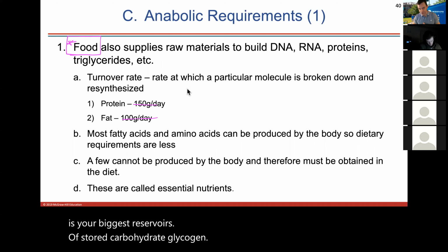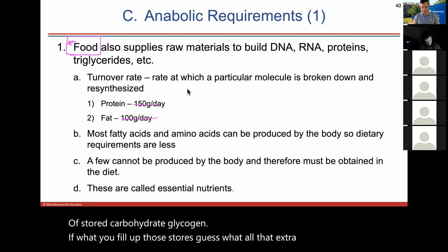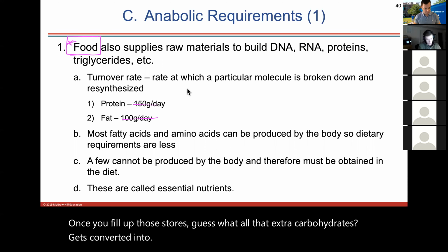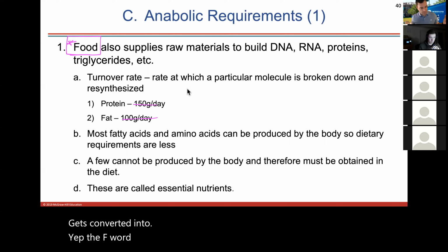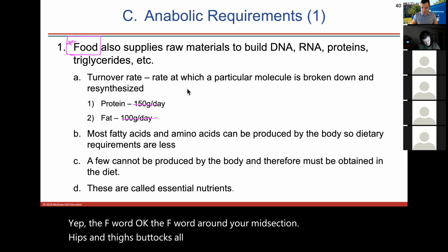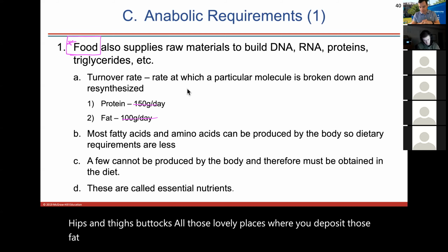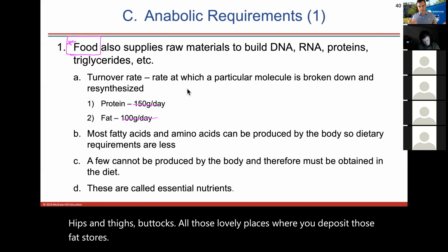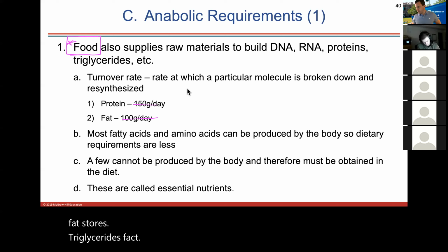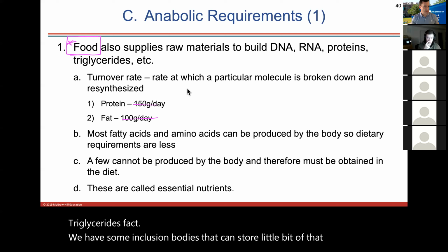Once you fill up those stores, guess what all that extra carbohydrate gets converted into? Fat? Yep, the F word. Okay. The F word around your midsection, hips and thighs, buttocks, all those lovely places where you deposit those fat stores. Okay. Triglycerides, fat. We have some inclusion bodies that can store a little bit of that, but again, we just convert it into the F word.